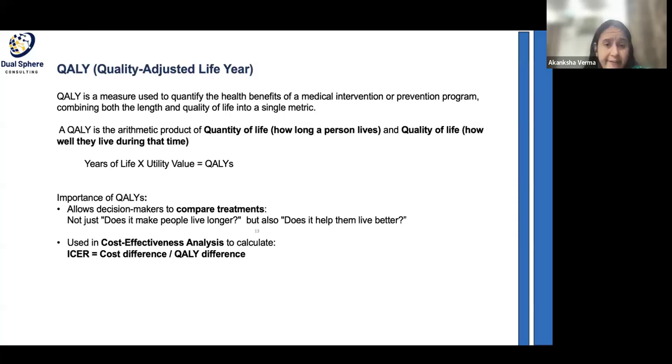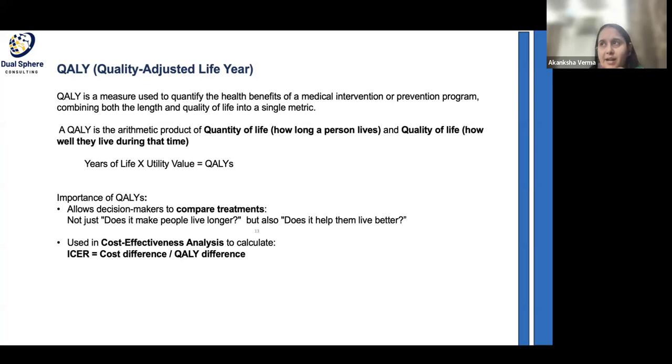Once we know our utility values, we have gathered them maybe from a published source. If we don't have it from a published source, we have used the prompts and derived the values. Now we need to actually calculate QALYs. Okay, you have the utility value. So QALY is a measure which helps you quantify the health benefits of a medical intervention or prevention program, combining length of life and quality of life into a single metric.